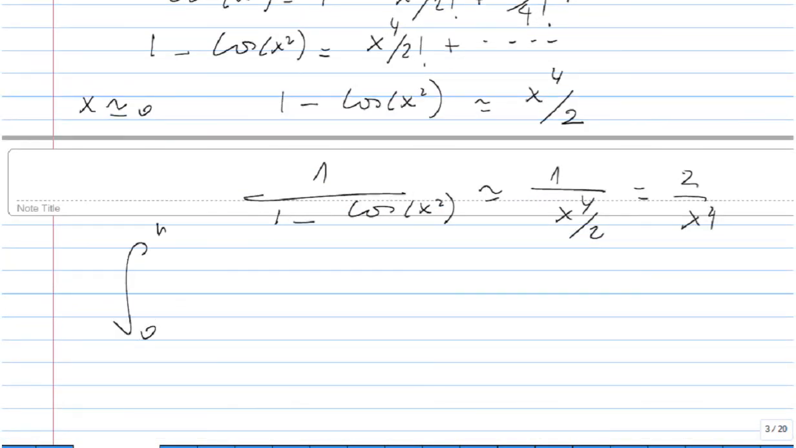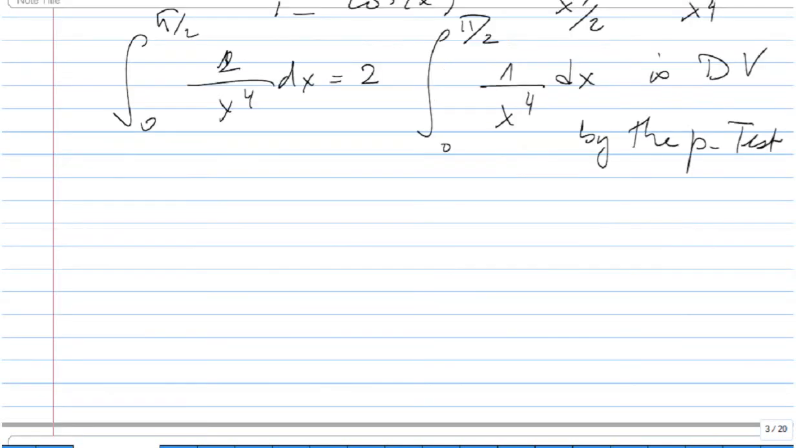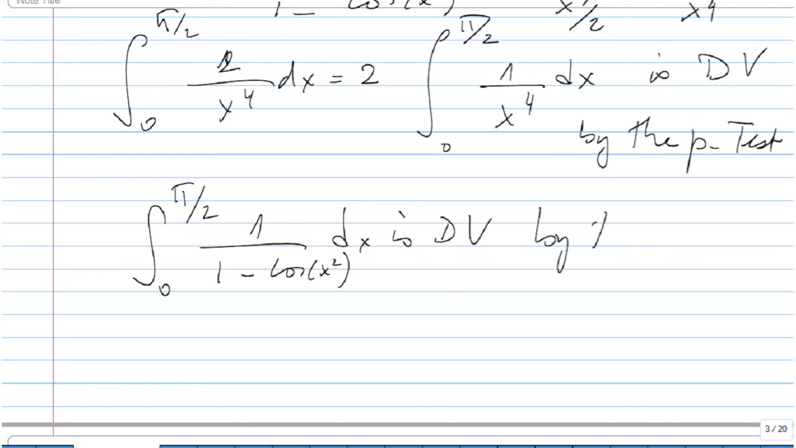We know that the integral from 0 to pi over 2 of 2 over x to the power 4 dx is equal to 2 times the integral from 0 to pi over 2 of 1 over x to the power 4 dx. Now we can invoke the p-test, and we know that this one is divergent because 4 is bigger than 1 at 0, by the p-test. So if this one is divergent by the p-test, the original one, the integral from 0 to pi over 2 of 1 over 1 minus cosine of x squared dx, is divergent by the limit test.